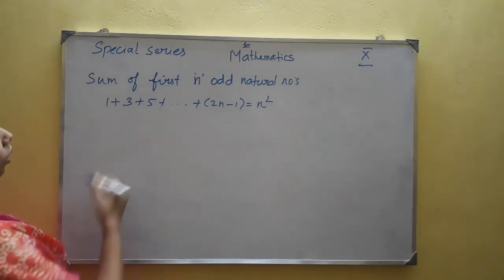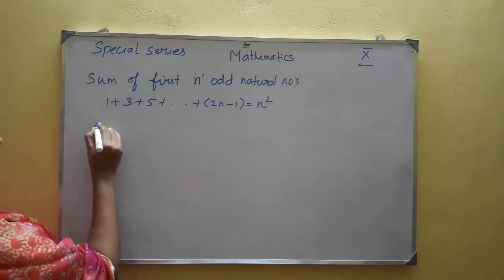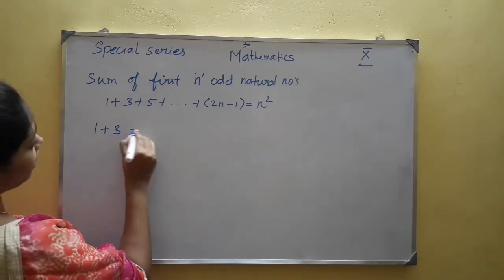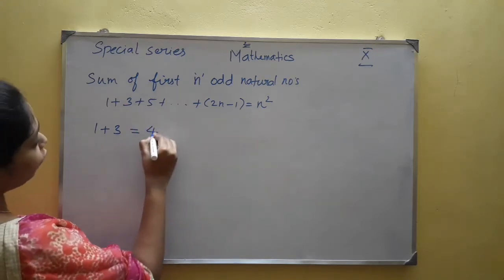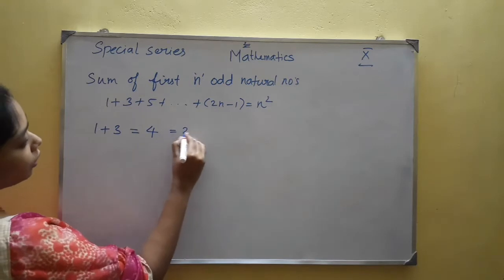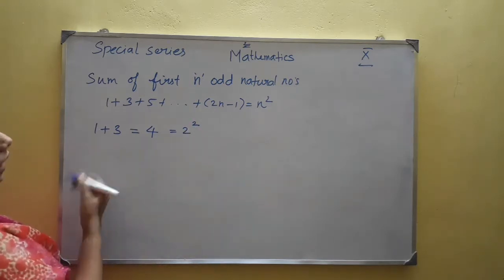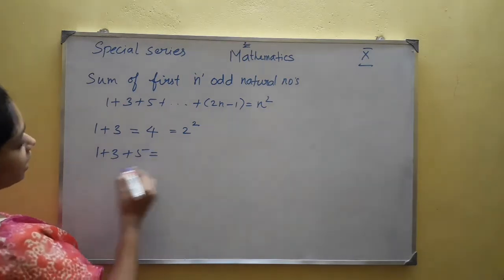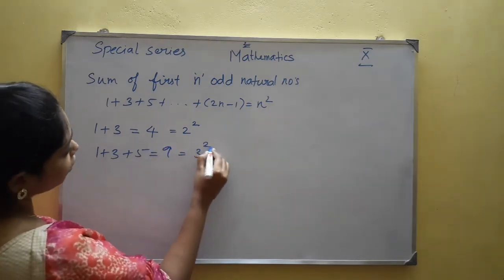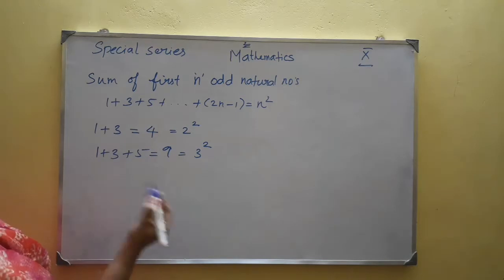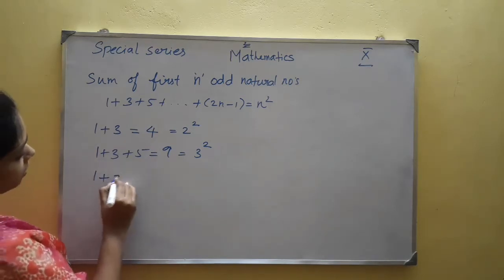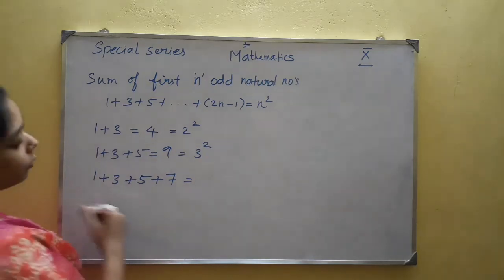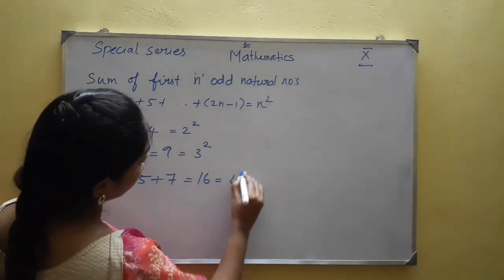So if you take the first two odd natural numbers, 1 and 3, the sum of 1 plus 3 is 4, which is actually 2 square. Then take the first three odd natural numbers, 1 plus 3 plus 5. This addition is 9, which is nothing but 3 square. If you take the sum of the first 4 odd natural numbers, 1 plus 3 plus 5 plus 7, this addition gives you 16. This is actually 4 square.